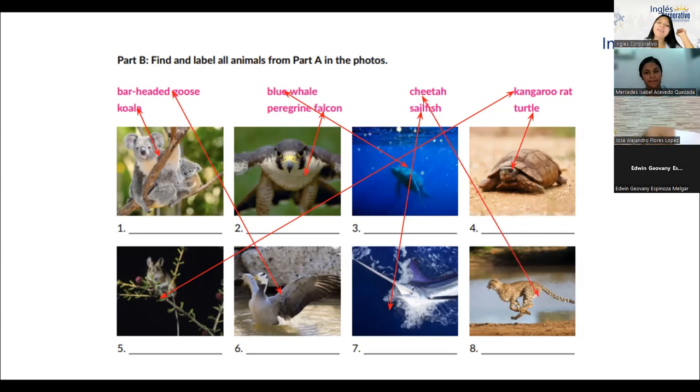So, number seven is un pez vela. Ese es el nombre en español, un pez vela. Que tiene como el gran cosito ahí. Okay. All right, let's move. And let's move to the following.